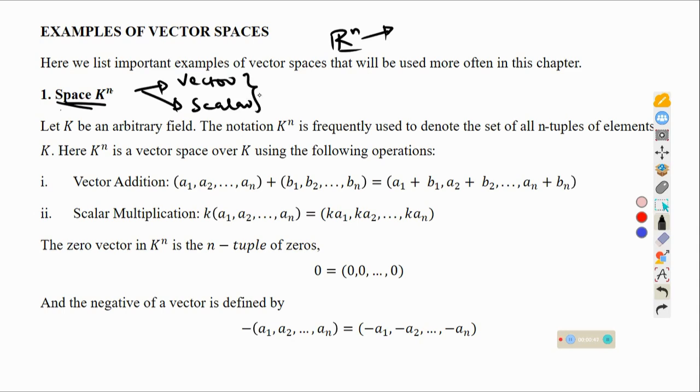Remember, these are two major things that we need to know, especially if we are to prove that a given set is a vector space. You need to know how to add any two vectors in that given set. You need to know how to deal with scalar multiplication. When you know the two, then you can easily prove all other related axioms for addition and scalar multiplication.